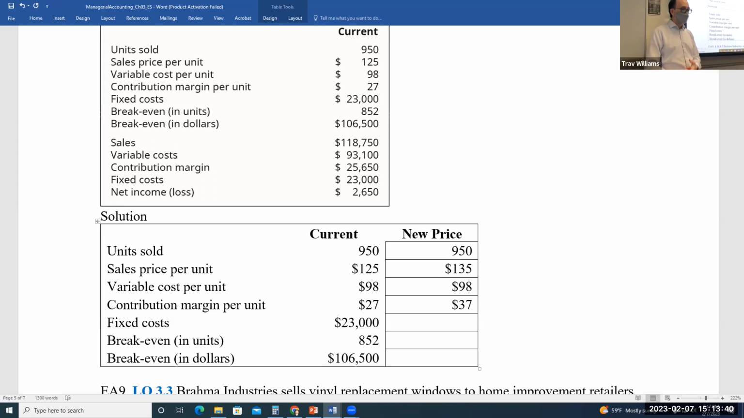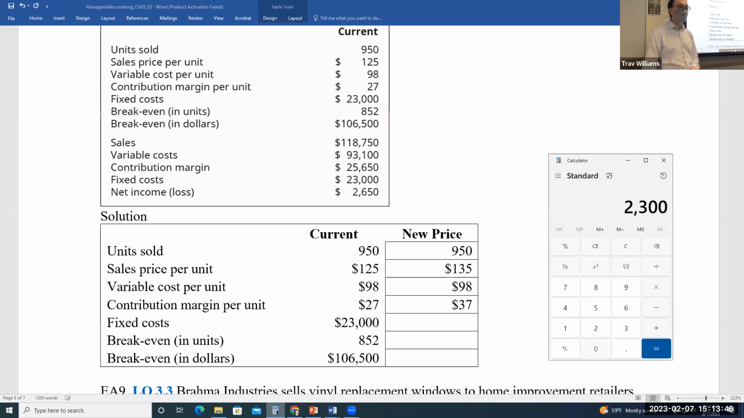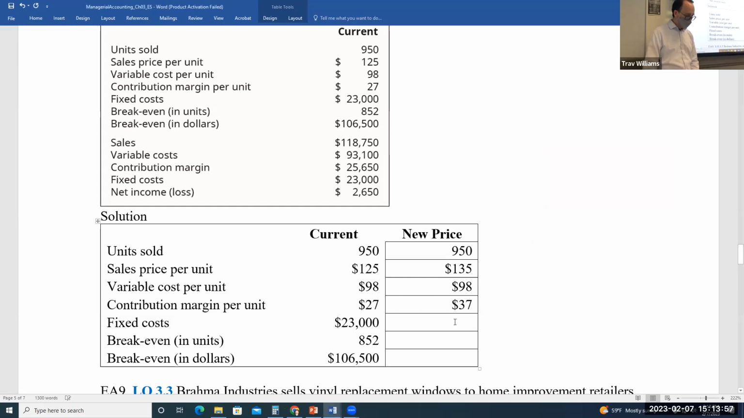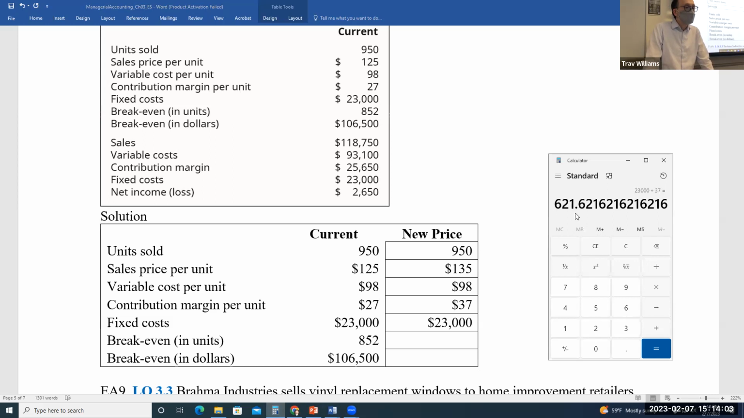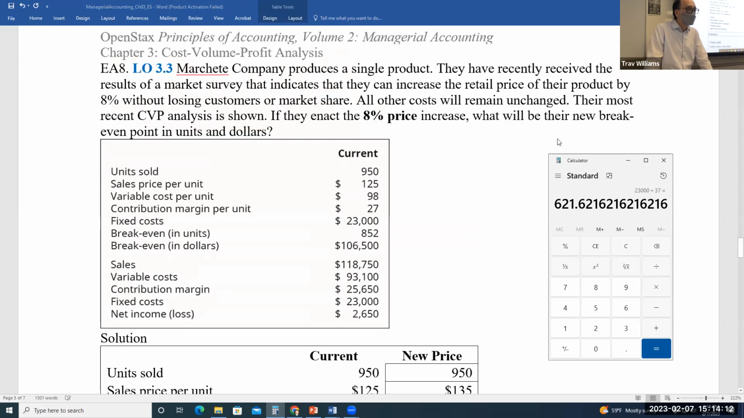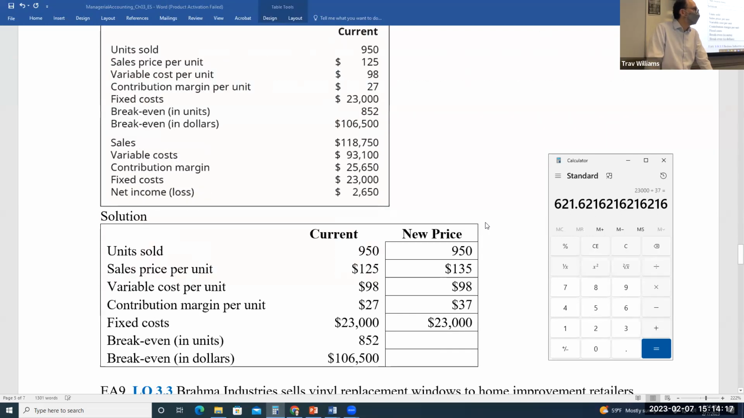Okay. We have 23,000 in fixed costs. We can divide that by our new contribution margin per unit. And we get 621.62 units. So to get our fixed costs covered, we need to sell 621.62 units. Are we going to be able to find a customer that will purchase 0.62 of a unit? Probably not. I don't know what our product is, but there are a lot of products you can't really divide, right? Would you buy 0.6 of a couch? I don't think so, right?